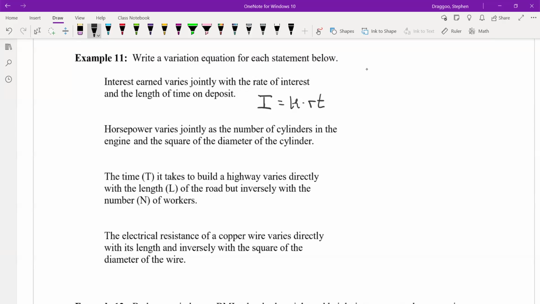We want to say horsepower varies jointly with the number of cylinders in the engine and the square of the diameter of the cylinder. Then that horsepower, I'll use P for power, is equal to some constant of variation K times my number of cylinders N and the square of the diameter D.